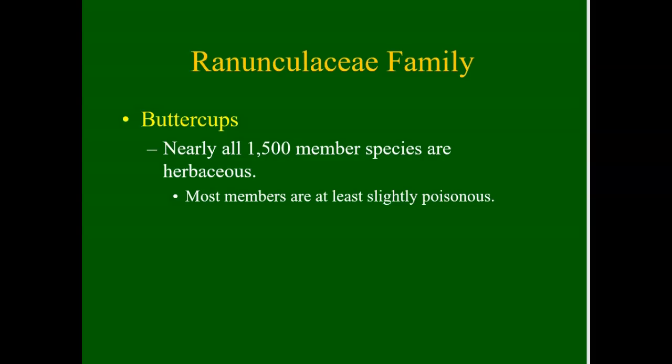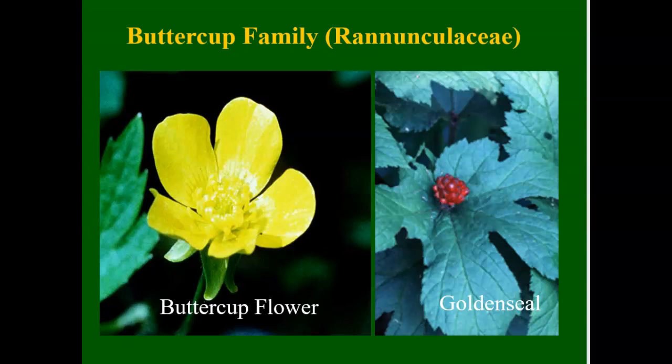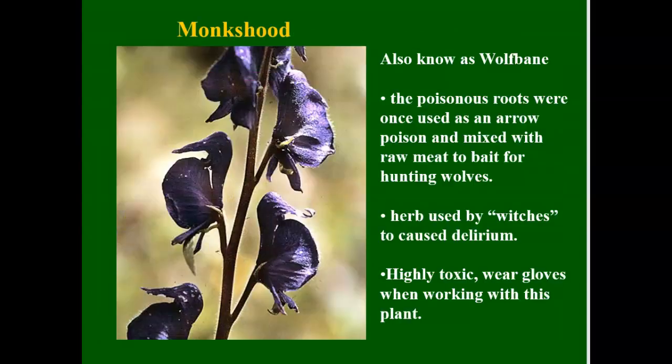So one of the ones that you may know that's local is buttercup. That's the little flower there on the left. That kind of is indicative of the way a lot of these look. They're not all round and yellow, but a lot of them are. The plant over on the right, golden seal, is another local plant, and that is used as a medicinal plant. Monkshood is commonly found in perennial gardens.